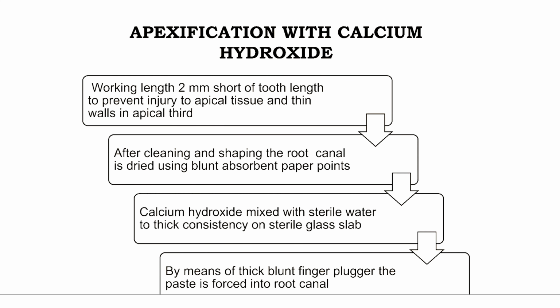Whatever working length we determine should be 2 mm short of the tooth length to prevent injury to apical tissue and thin walls in the apical third. After that we do cleaning and shaping of the root canal, and it is dried using a blunt absorbent paper point. So we dry the canal with the help of a paper point.